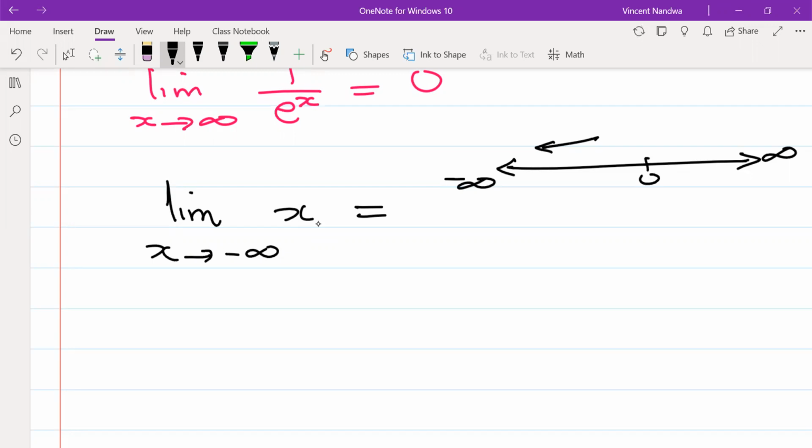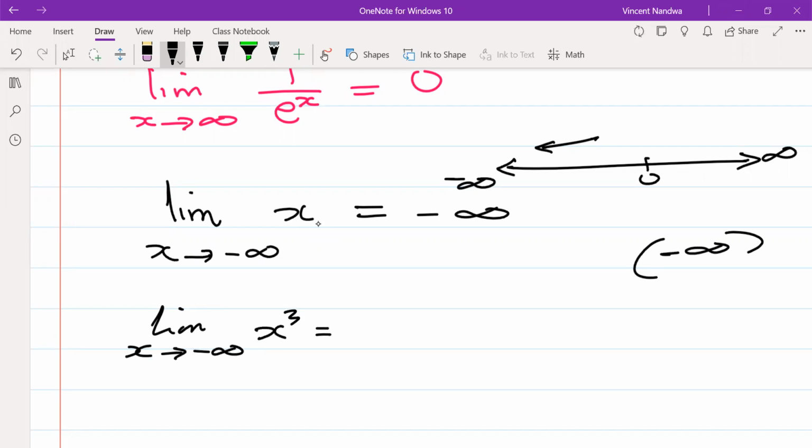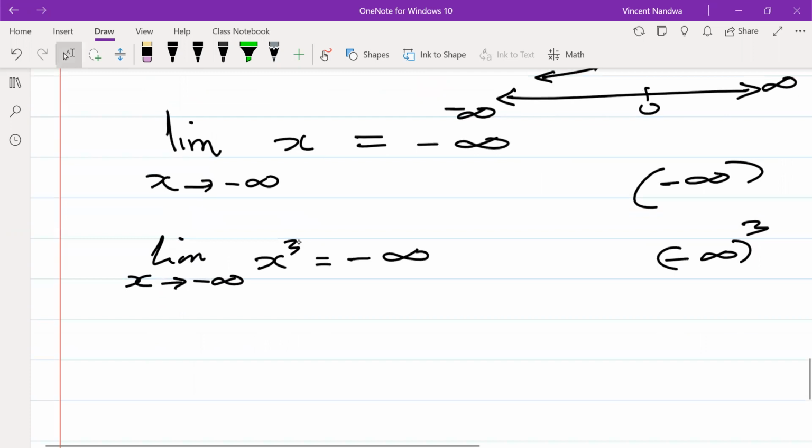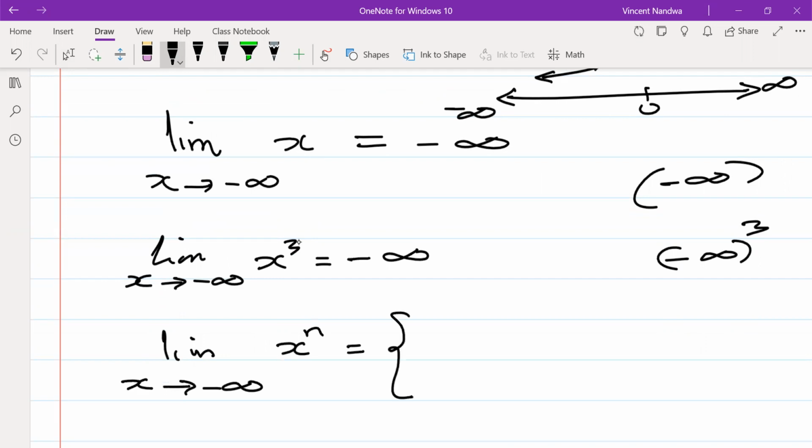It's like you're just doing direct substitution. Where there's x, you're putting negative infinity. And if I give you the limit as x approaches minus infinity of x power 3, it's the same thing, we are just doing direct substitution. You know that when the power is odd and you have a negative sign, the negative sign will still be in the answer. So you can generalize it and say the limit as x approaches minus infinity of x power n will give you two values: positive infinity when n is even and negative infinity when n is odd.